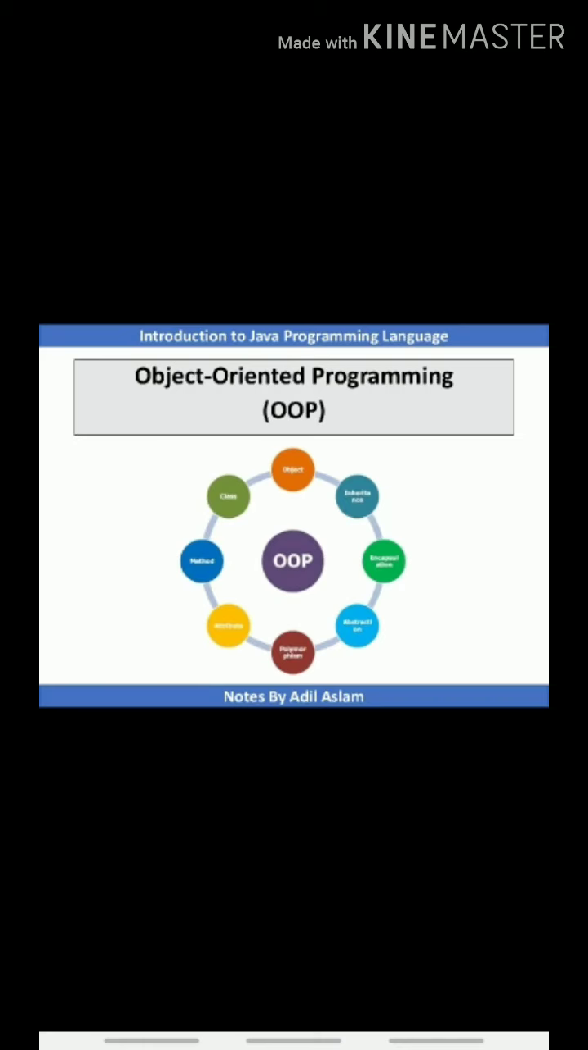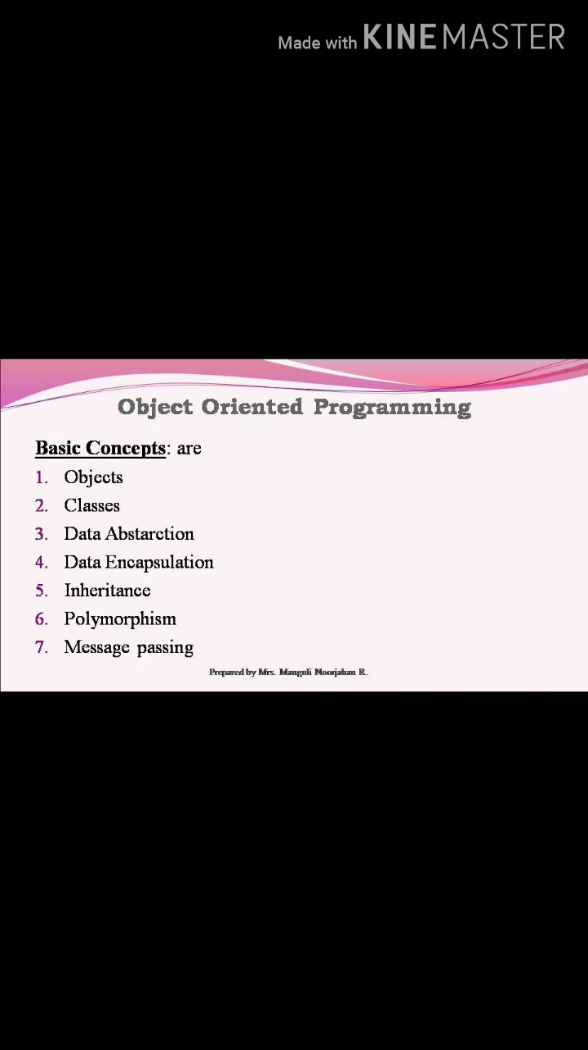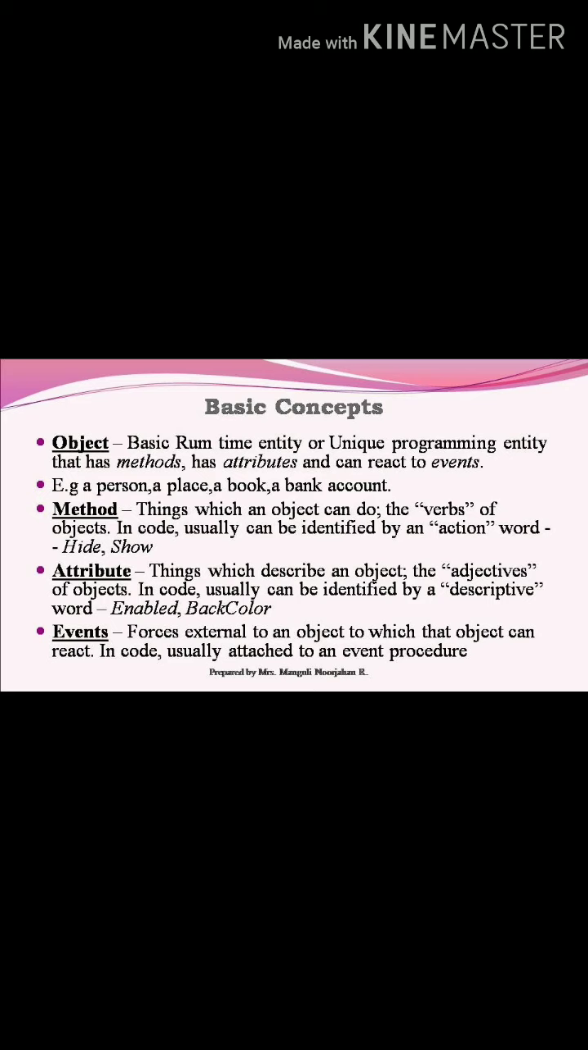Let's see the basic concepts of object oriented programming. It is also called the features of object oriented programming. It is necessary to understand some of the concepts used in object oriented programming, which include objects, classes, data abstraction, data encapsulation, inheritance, polymorphism and message passing. Let's see them one by one.